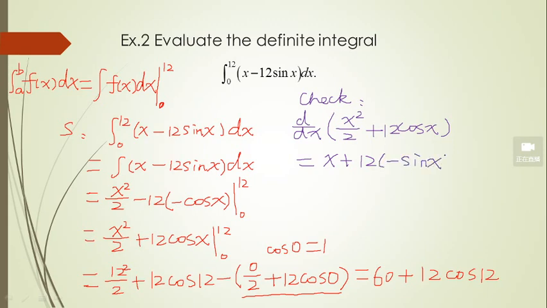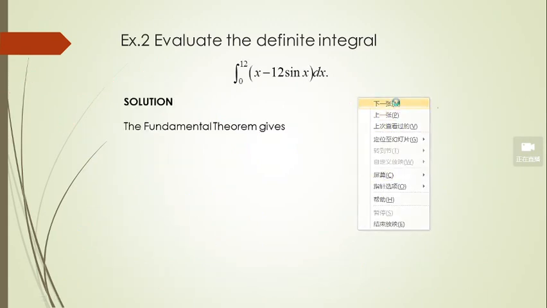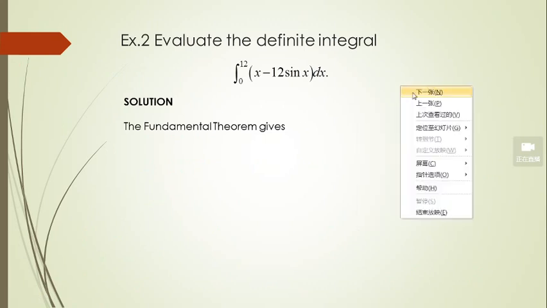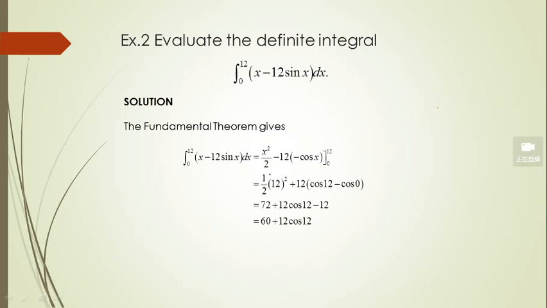That is the derivative result, which is the integrand inside. No problem, which means the particular antiderivative we got here is correct, right? This part is correct. Now, let's check the solutions. The fundamental theorem gives the format. We work out the antiderivative. Particular version, there is no need to write the constant c, because it will be cancelled. And the final answer is 60 plus 12 cosine 12.